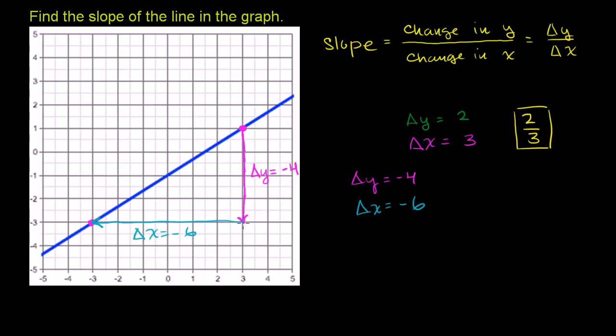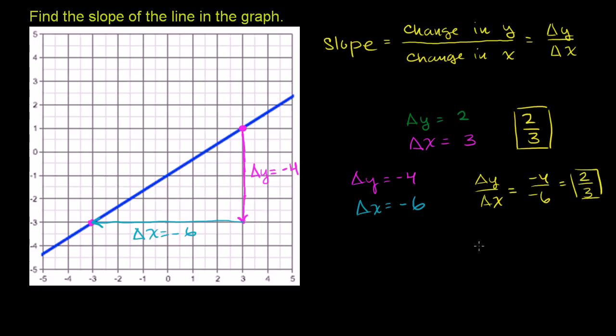And you could even see I started at x is equal to 3, and I went all the way to x is equal to -3. That's a change of -6. I went 6 to the left, or a change of -6. So what is my change in y over change in x? My change in y over change in x is equal to -4 over -6. The negatives cancel out, and what's 4 over 6? Well, that's just 2 over 3.